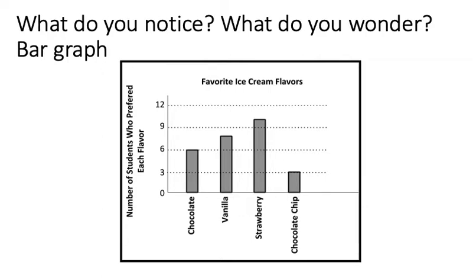All right. So, one thing that I notice is that this is a graph, and in a graph, there are certain things that are necessary. Always have a title. So, I know that this graph is talking about favorite ice cream flavors. This is the title. That's very important. It lets me know what this information and what this data is about. Title.